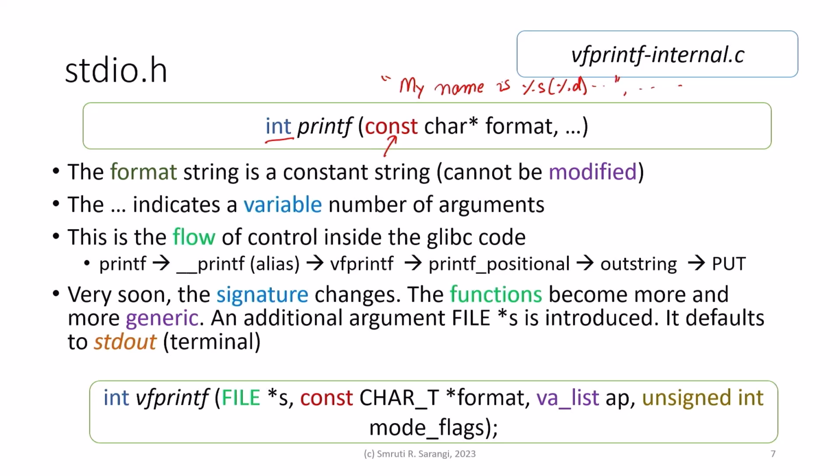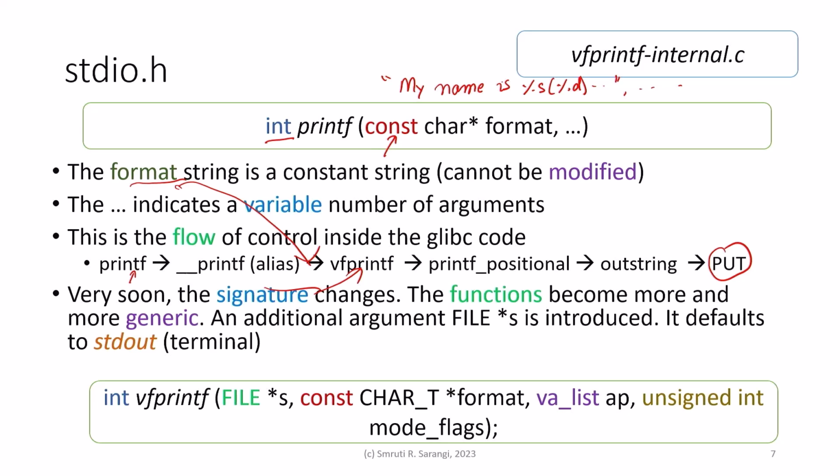The typical flow of control is like this, that printf calls some function, that calls some other function, that calls some other function. Ultimately, a system call is made, which is over here. So we will look at these functions. Broadly speaking, when you call printf, an internal version of printf is called __printf, which calls vfprintf, printf positional, outstring, and put. So the signature changes and it becomes more and more generic, because you expect other kinds of functions also to kind of join here, right? Other functions to join at different points. So that is why they need to become more generic.